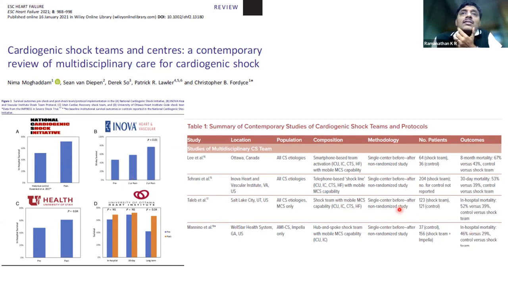At centers like Ottawa in Canada, survival improved from 43 to 67%. So two thirds of your patients who get cardiogenic shock survive and go back home. Essentially, that's something which was never heard of. The same thing holds for other centers as well, where they have shown significant improvement in mortality with clear-cut organization of the team for management of cardiogenic shock.